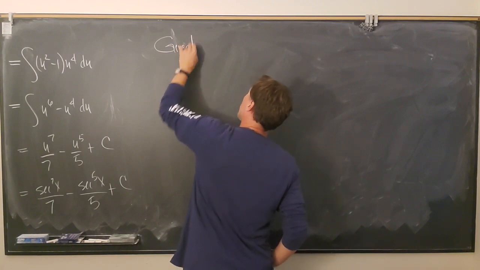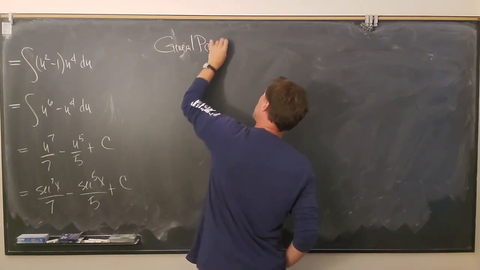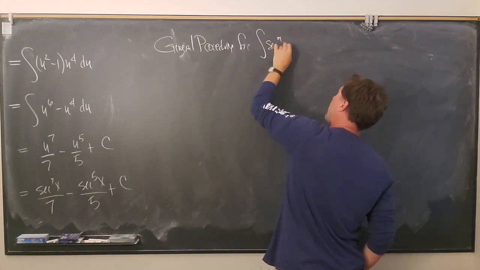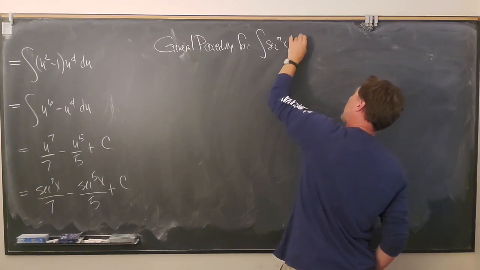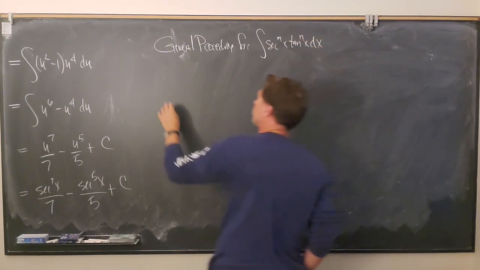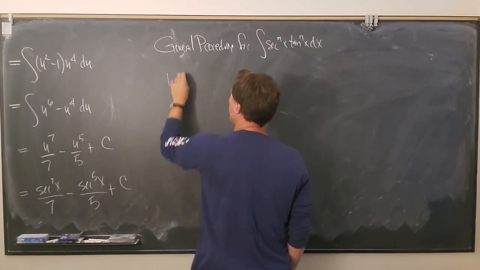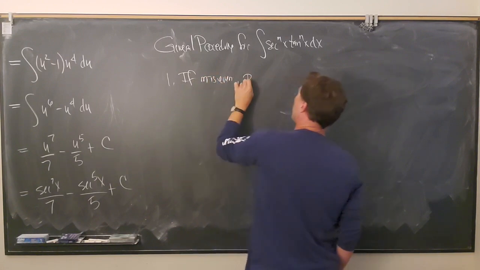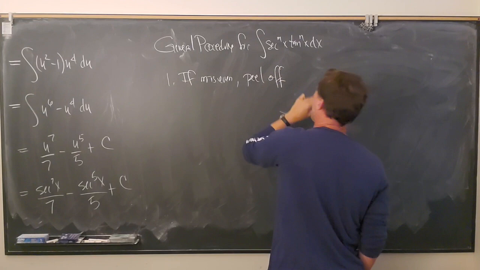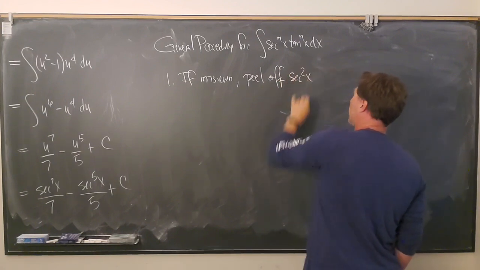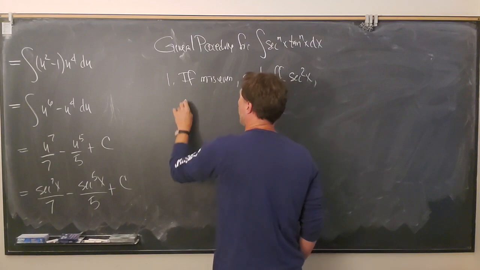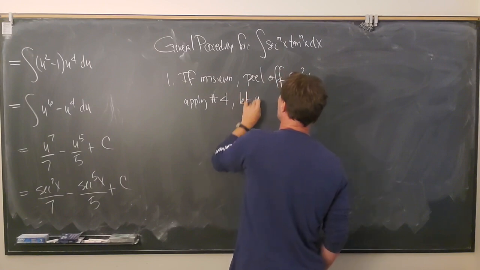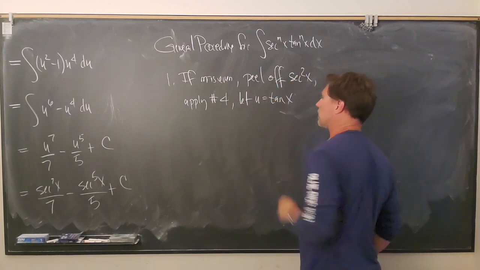So, general procedure for the integral of secant to the mx, tangent to the nx dx. First possibility, if m is even, peel off a factor of secant squared x, apply identity number 4, and let u equal tangent x.